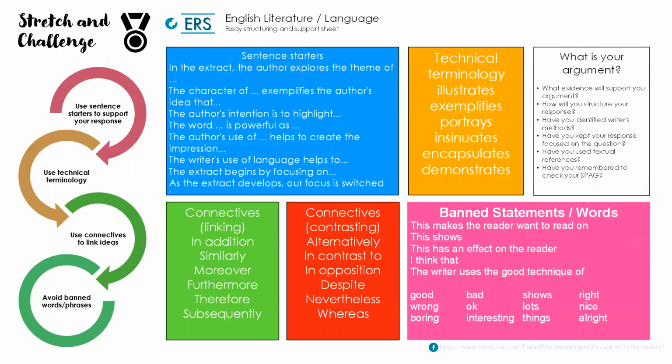And then we've got linking connectives and contrasting connectives to use. Okay, and that's just going to, again, make your writing sound more fluid and make your argument sound like a cohesive argument where point links to point or contrasts to point. They're not just random ideas lumped together. And then I've got some banned statements and words. So you really need to try and avoid these words and statements. They're very basic, and any English examiner or teacher marking your work will certainly frown if they see you using any of these words.